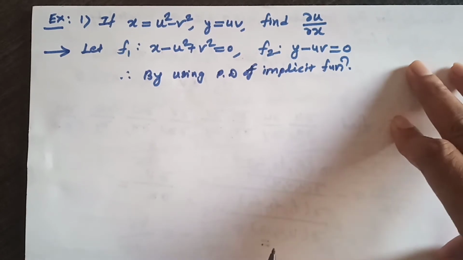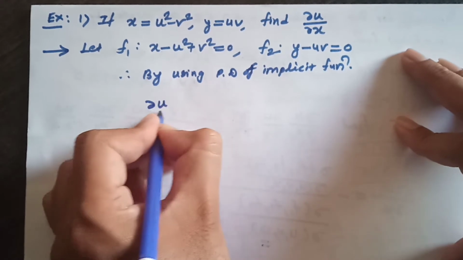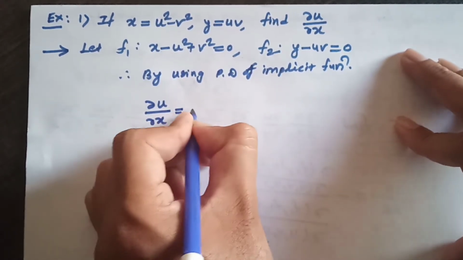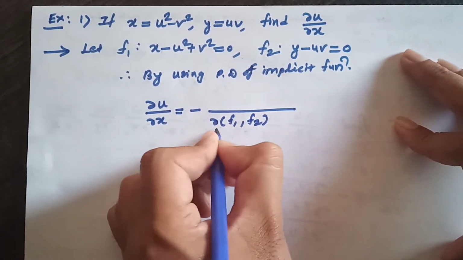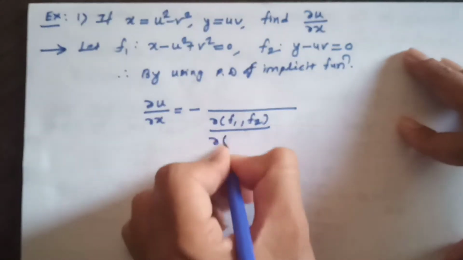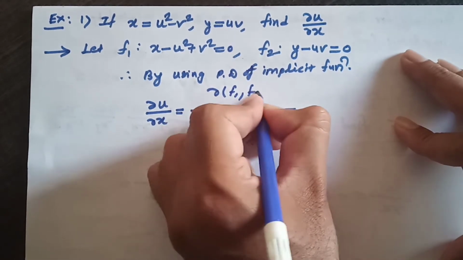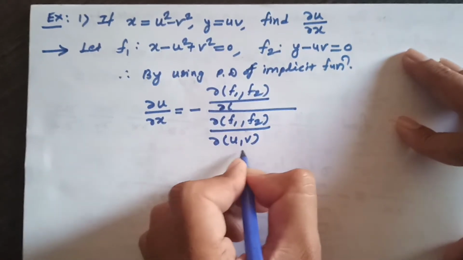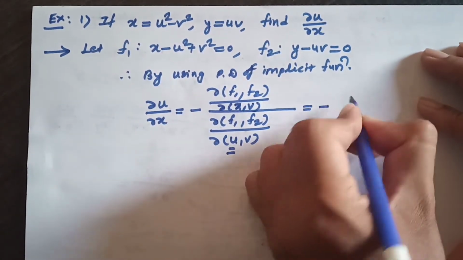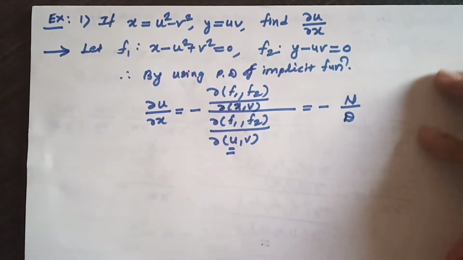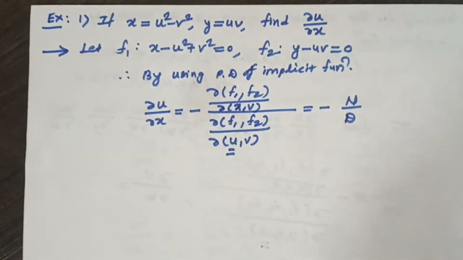by using partial derivative of implicit function, what was the formula we wrote? Partial derivative of u with respect to x is equal to minus, first write the denominator Jacobian of f1, f2 with respect to u v, and the numerator Jacobian of f1, f2 with respect to x, v: just replace u by x. So this is minus numerator over denominator. Now separately calculate numerator and denominator.